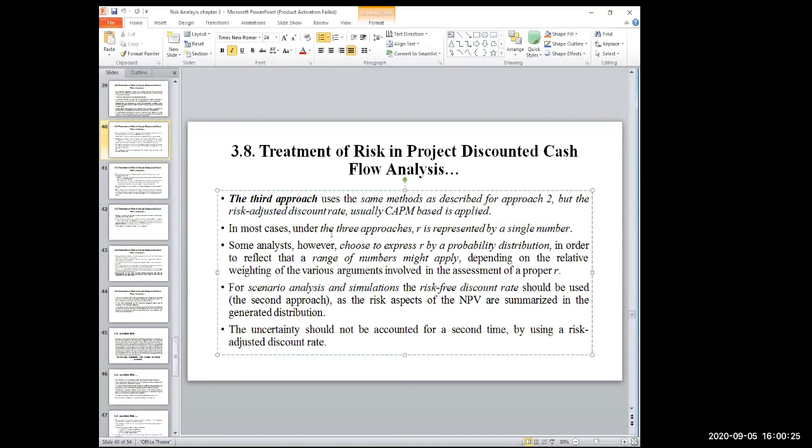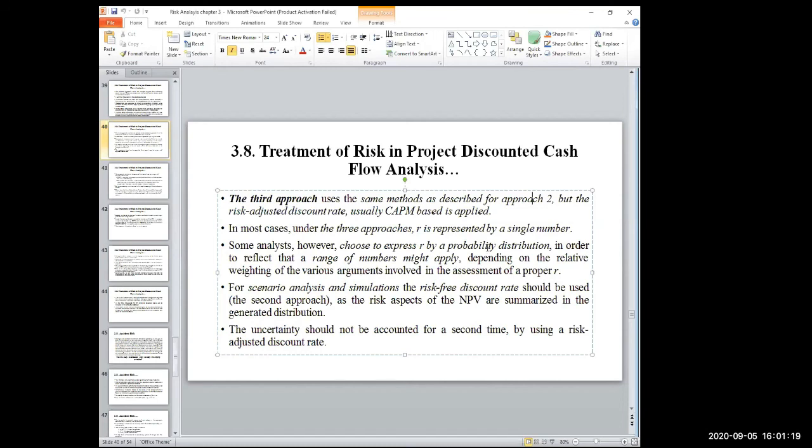In most cases, under the three approaches, R is represented by a single number. Mostly we use R, the market rate or discount rate, as the same number in both approaches. Some analysts, however, choose to express R, the required rate of return, by a probability distribution. This is a new issue in the third approach. So instead of fixing R as a percentage or a rate, we use probability distributions. In fact, this is at most a scenario, which means a rare situation. The use of a probability distribution will reflect the range of numbers that might apply, depending on the relative weight of various arguments involved in the assessment of the proper R.